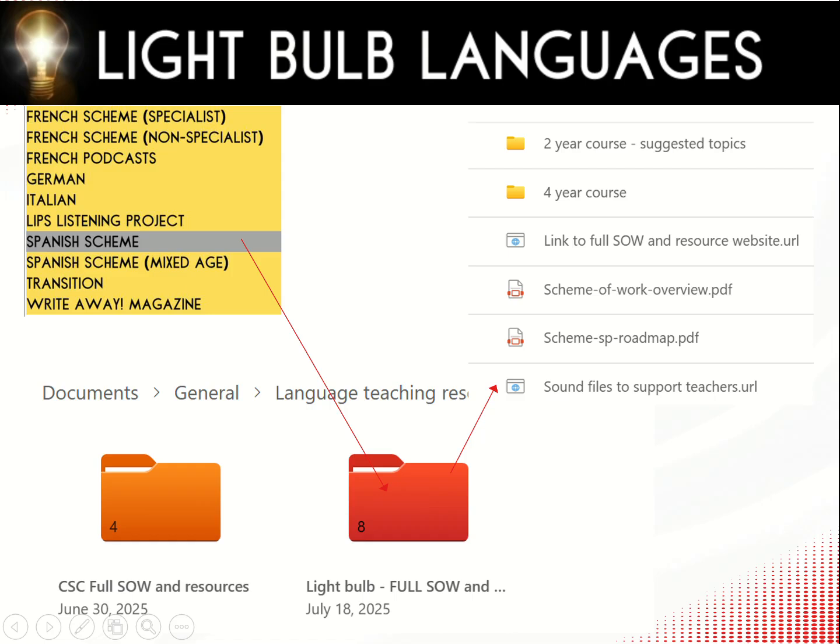I have taken the Spanish scheme and saved it into, if you were just doing a 2-year course of pupils, the suggested topics you could use, but a 4-year course is all saved in one folder as well. There's a lot more on the website, but to save you time, I put it all in one place, and mainly the things I think would be most useful in primary rather than looking at too much for you.